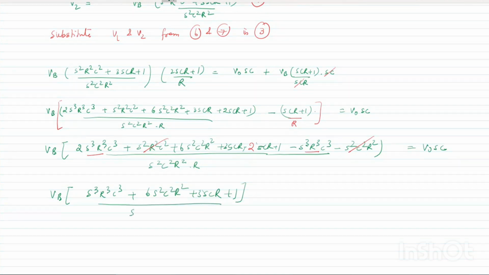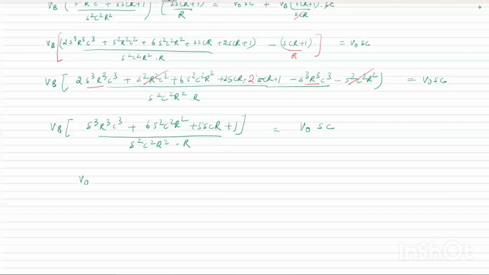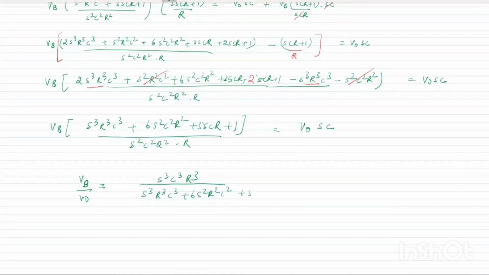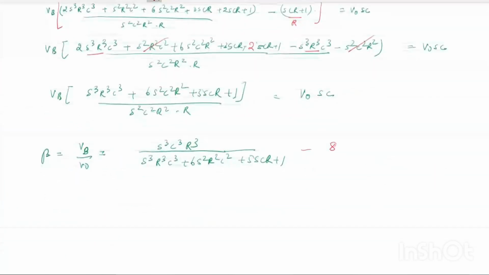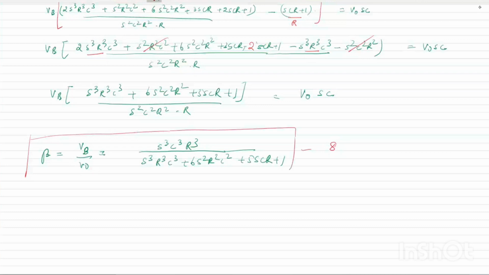And in denominator you have S square C square R square into R equals to V naught SC. Now we got the final V naught by VB. You can write down V naught by VB. So if you see, I am getting here is S cube C cube R cube. You take it this in the right hand side, cube R cube C cube plus 6 S square R square C square plus 5 SCR plus this is your beta. हमको बीटा मिल गया. This I am naming it as 8. Equation number 8. Beta we got. A भी हमको ऊपर मिल चुका है.